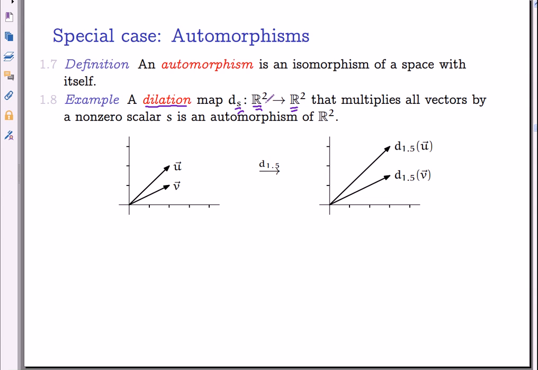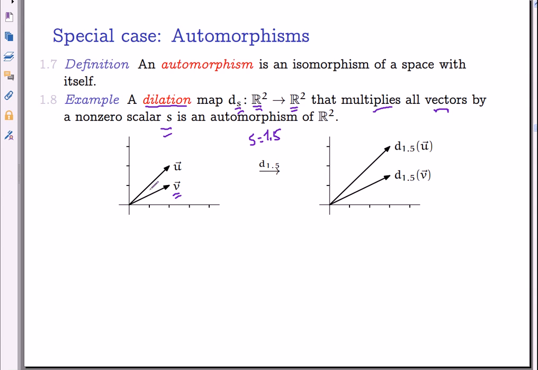It's possible to take dilation maps from Rn to Rn. But the dilation map always multiplies vectors by a non-zero scalar s. All right, here's a picture. Here's my picture of R2, and here are two typical vectors in R2. If I take the case where s equals 1.5, and I consider the dilation map d1.5, what that's going to do is map every vector into a vector that's 1.5 times as long. So you can see that d1.5 of v is 1.5 times as long as v.